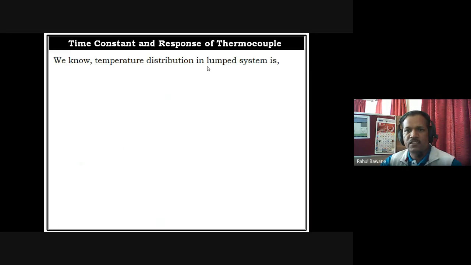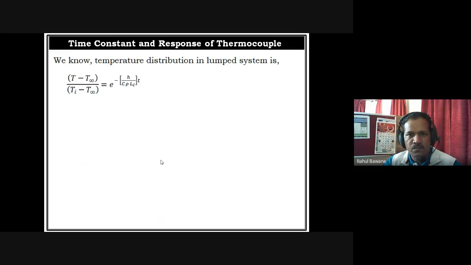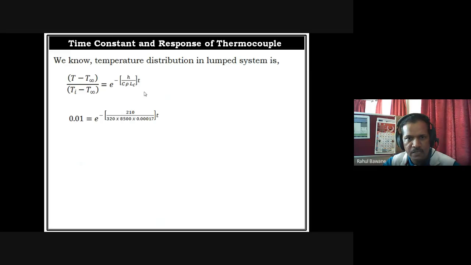Now, the temperature distribution equation in the lump system. This is our relation, the standard relation. Here we will replace these temperature terms by 0.01. We have other data given numerically, so put all these values. We have only one unknown, that is the time, and this time corresponds to 0.01, and this 0.01 comes from 99% of the initial temperature difference.